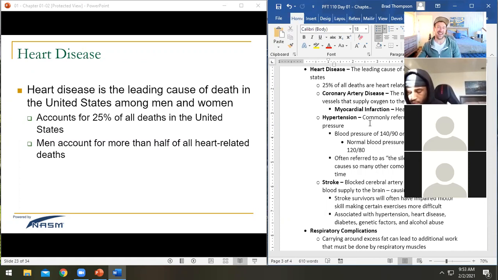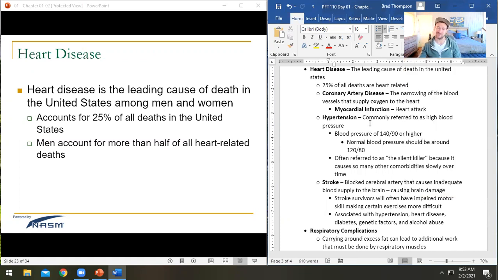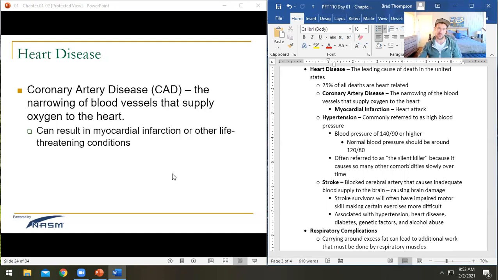All right. Looking at heart disease. Leading cause of death in the U.S. 25% of all U.S. related deaths. Let's see, I can't look it up right now. With men accounting for more than half of that. Men are a larger percentage of the population dealing with this. So guys, this is definitely much more common amongst the male population.